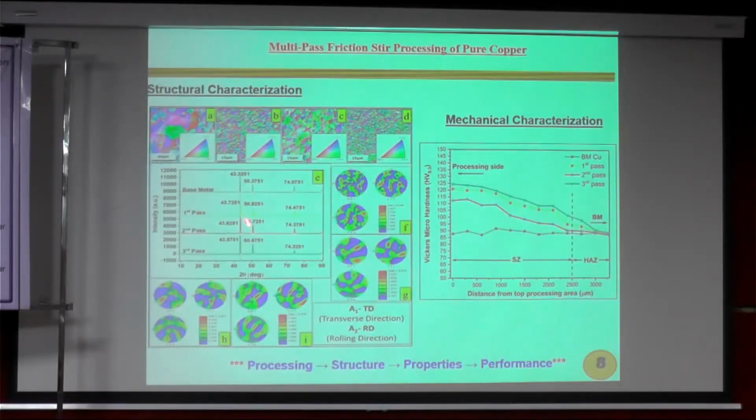But after the first pass, the peak was shifted a little to 43.72. Compared to the base material, by doing friction stir processing, there is a peak shift towards the right side, that means the higher angle side. There is a thumb rule: if the peak shifts towards the right side, then a tensile mode of residual stress will be there, because lattice contraction happens due to the severe plastic deformation.